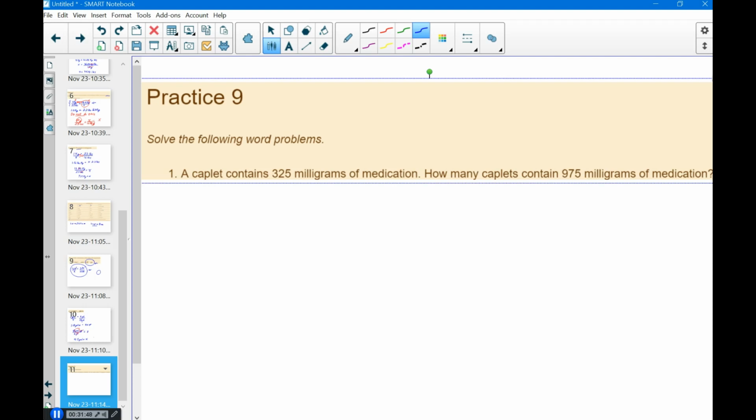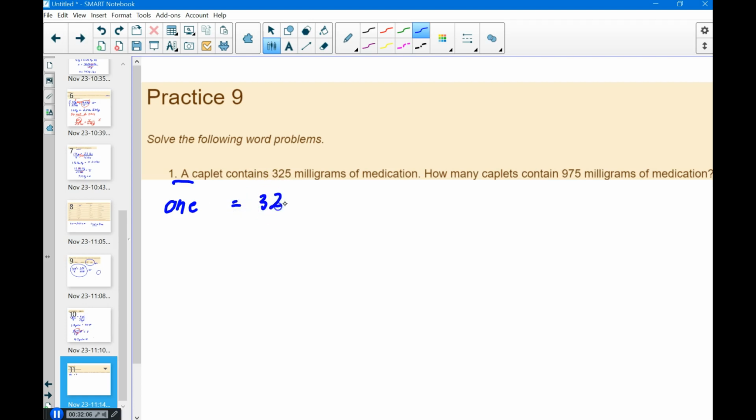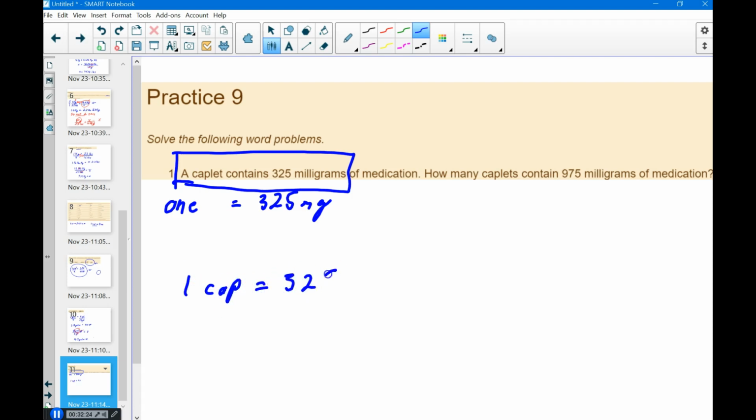The thing with these is setting up your equivalent statements and your ratios to start with. So when I read this, I see a caplet. So the a is basically 1. And that contains 325. So this is our equivalent statement right here. 1 caplet is equal to 325 milligrams.